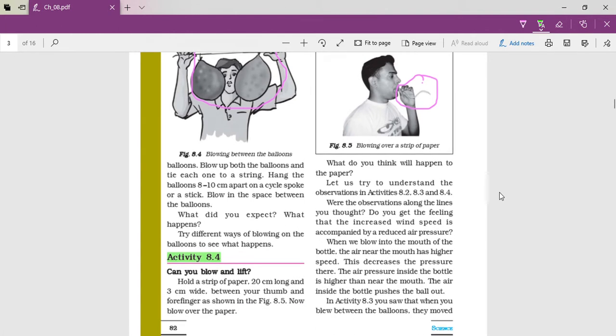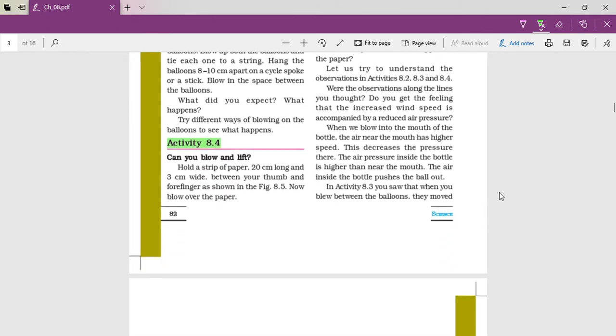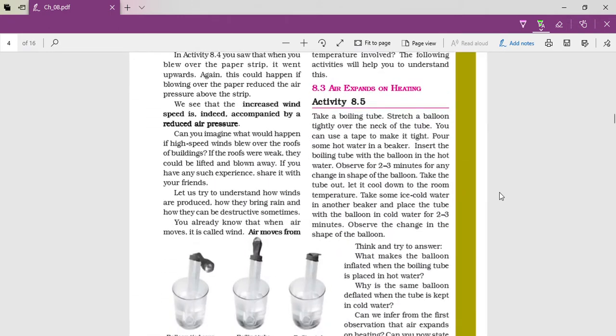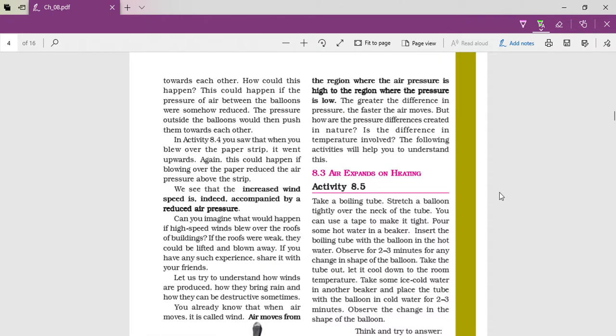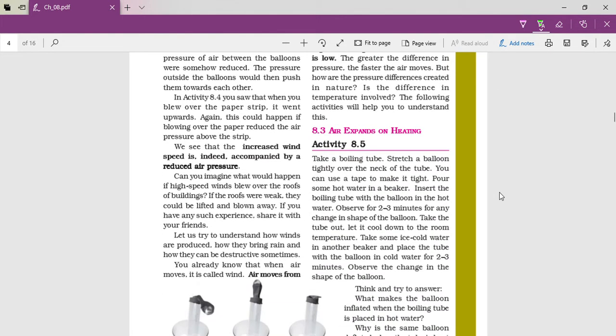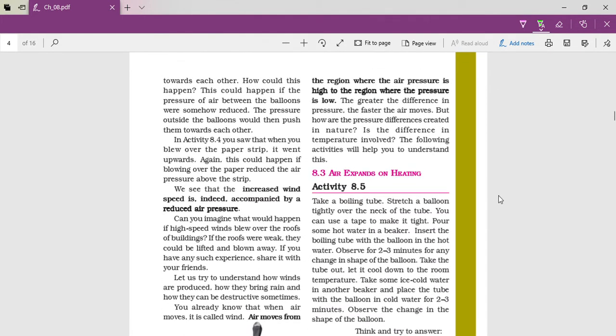So, the next property is air moves from the region where the air pressure is high to the region where the air pressure is low. So the greater the difference in the pressure, the faster the air moves. The next property of air is that air expands on heating.